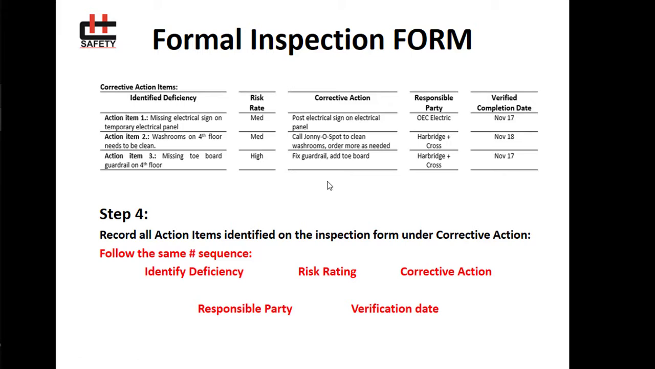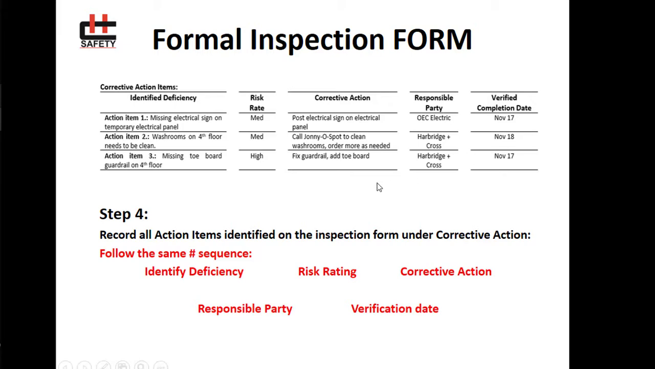As in the case of action item number 1, we are missing electrical signs. What are we going to do? We're going to post signs on the electrical panel. This will be the responsibility of our subtrade OAC, and we want to verify that it's being completed. In this particular case, it was closed out immediately.